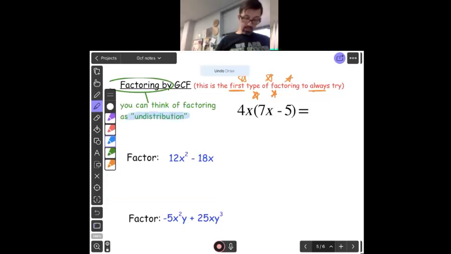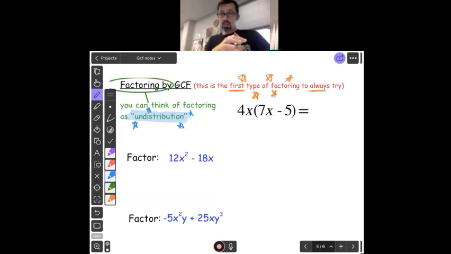You guys think of factoring as undistribution. Okay? So right now, this problem that's up here at the top, this 4x times 7x minus 5, is a distribution problem. Right? If I gave you that and I said simplify this, you should know what to do. Okay? You would then make that expression simpler. Okay? Factoring would undo that.